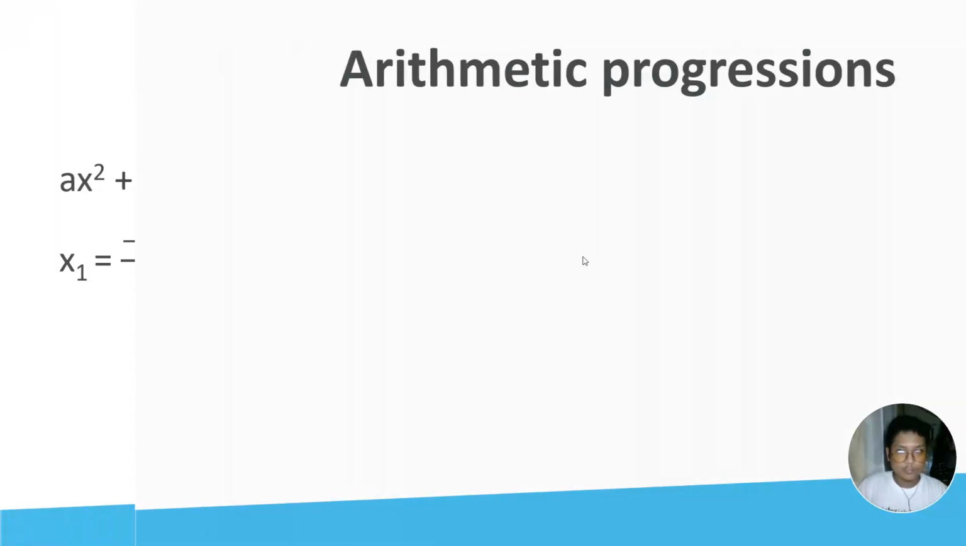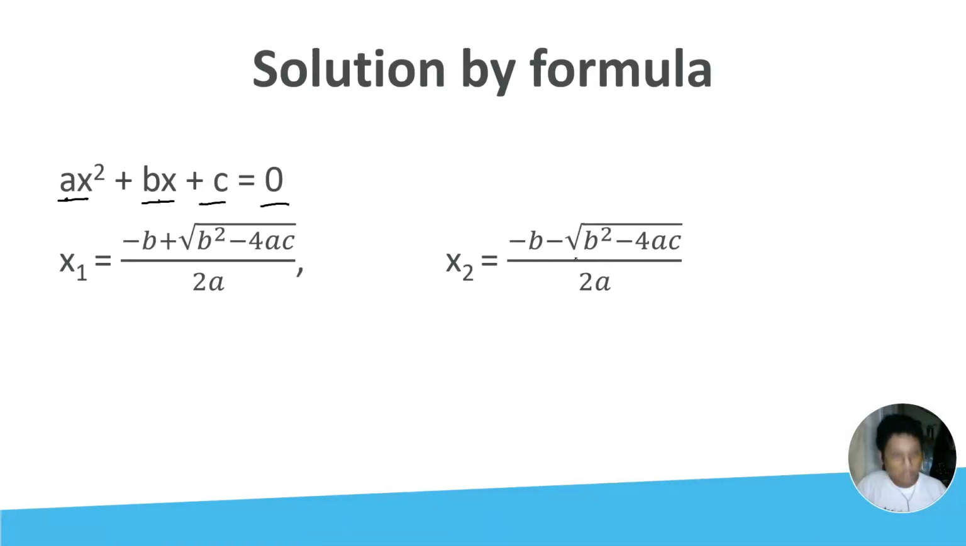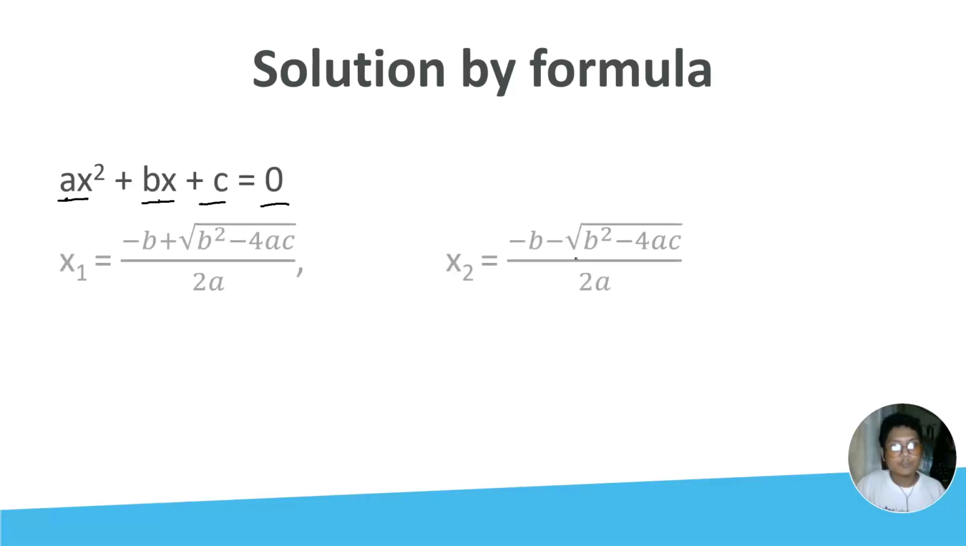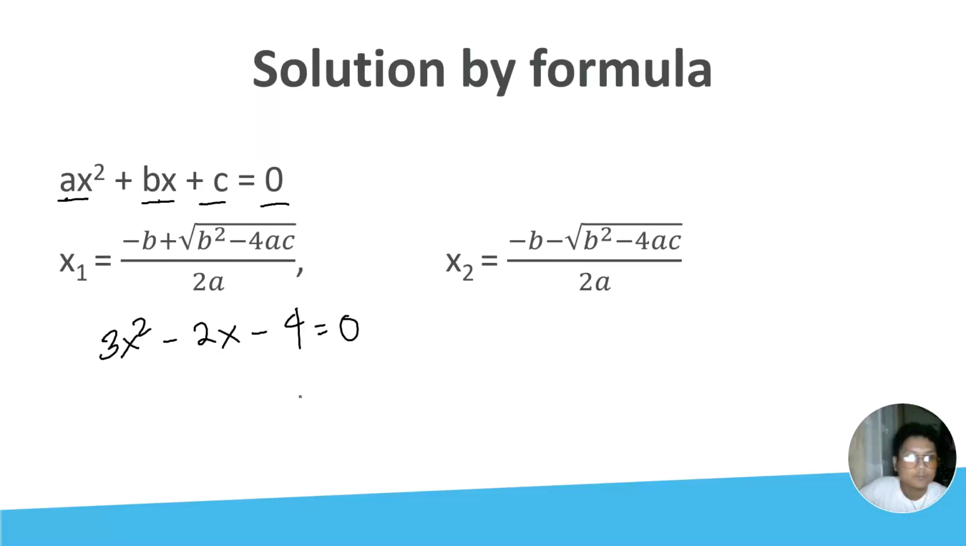So, sample, we use the previous problem na sinolve natin kanina. Ngayon naman gagamitin natin yung solution by formula. Ito yung problem natin kanina. Gagawin natin, isa-substitute na lang natin dun sa formula for quadratic equation. So a is equals to 3, b is negative 2, c is negative 4. So substitute lang. Negative 2 na yung b natin.